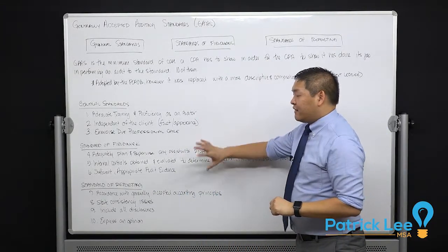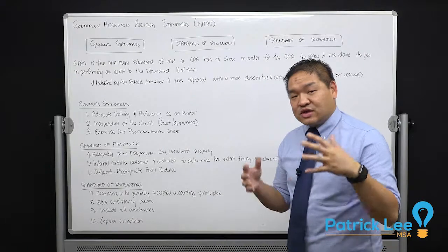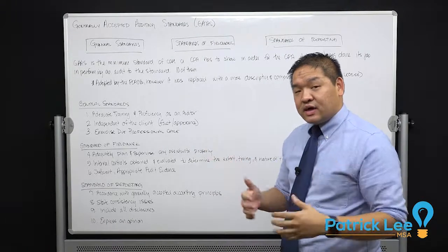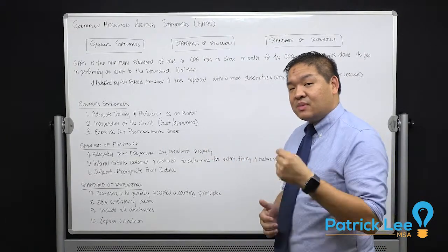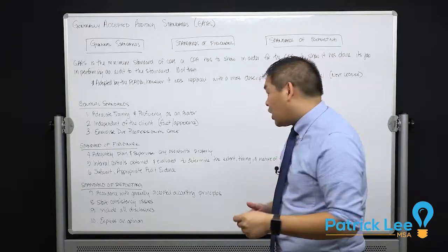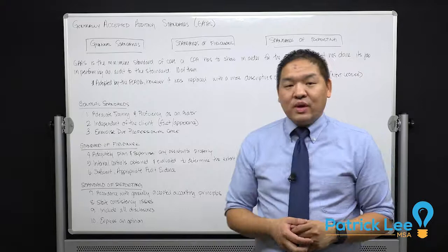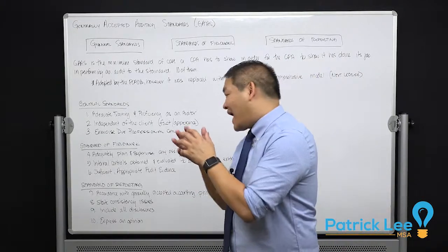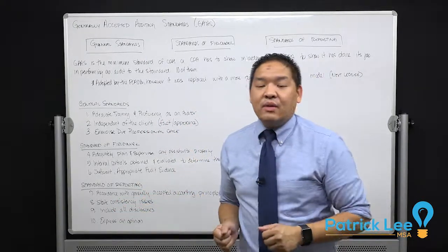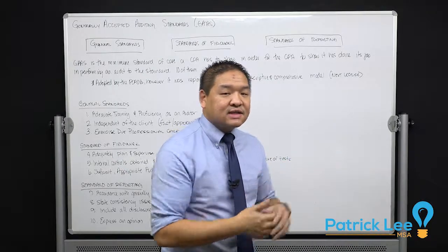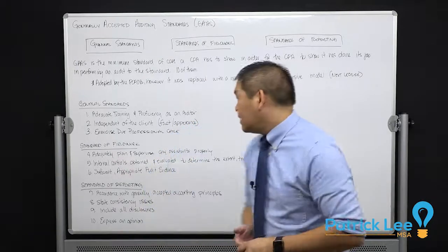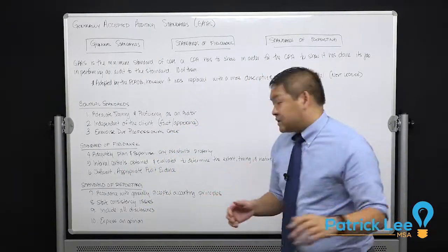Then we move into the standard of field work. These are things that we have to understand that we need to do in order to have that minimum level of care when performing the audit. Adequately plan and supervise any assistance properly. So we need to adequately plan the audit, and then we need to supervise all the assistants that are on the engagement, okay, at all times.